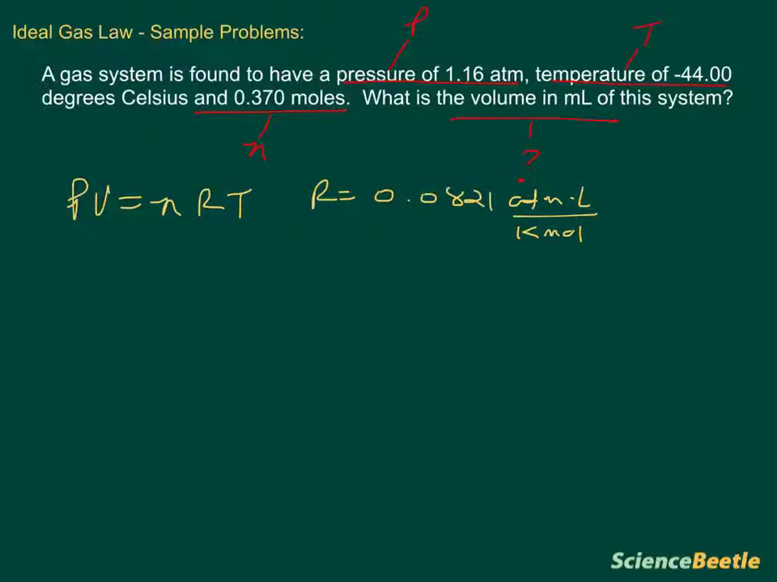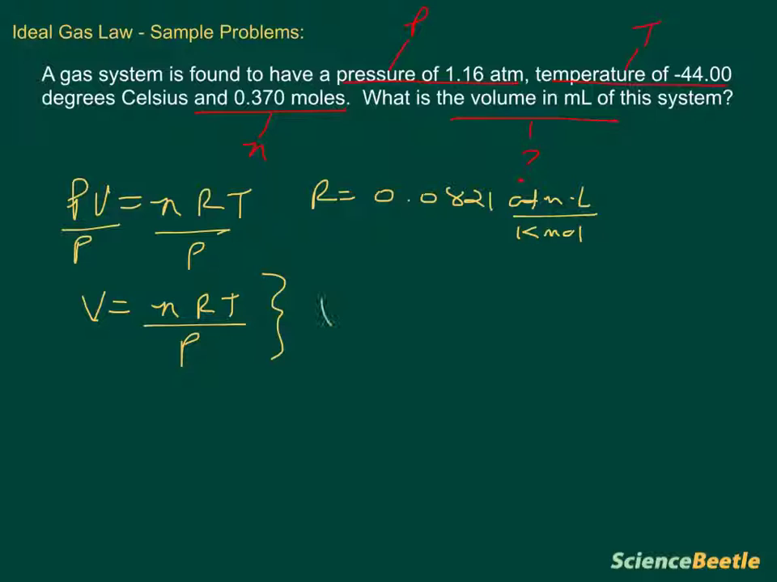Since we're trying to find volume, let's get our equation in the format that we want. V is on the left-hand side, and we want it by itself. In order to get V by itself, we need to divide by P. So the modified equation is V equals nRT divided by the pressure. I'm going to go ahead and rewrite it over here.